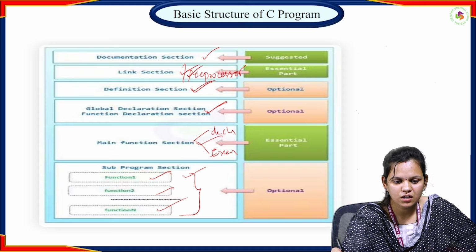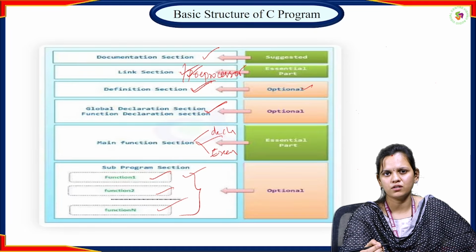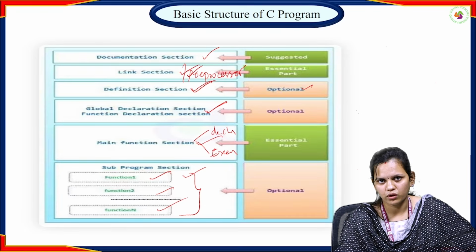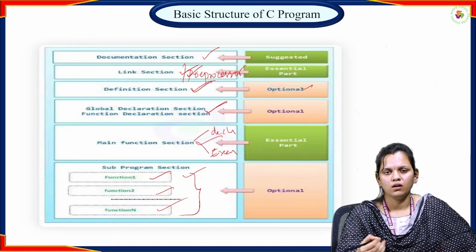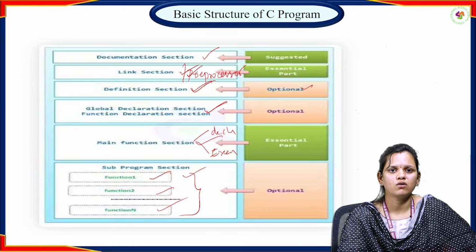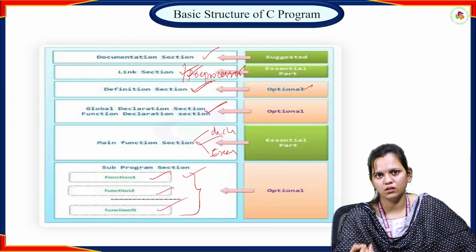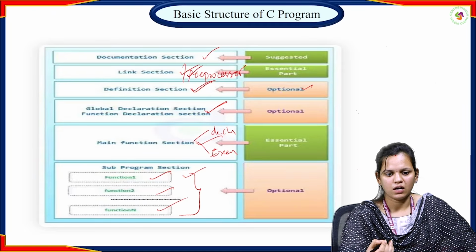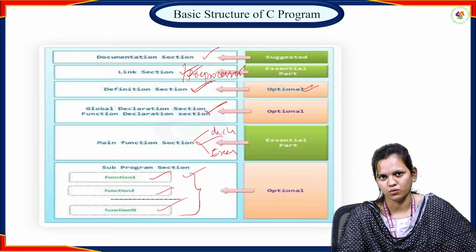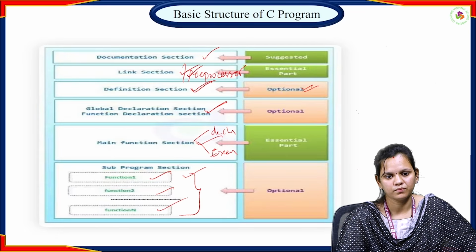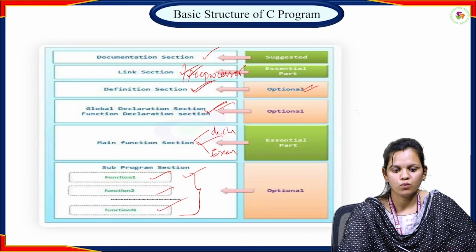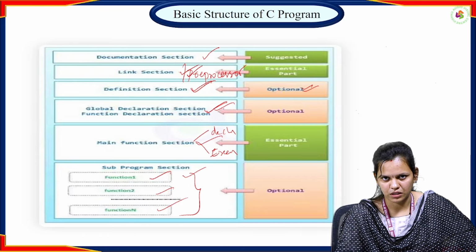Okay, the next comes the definition section. This is optional according to the program. If I want to declare any constant, if a constant is used in a program, I have to write the definition section, right? That is optional, and you can also declare a constant inside the main function using the const keyword. Okay, and then coming to the global declaration section, that is also an optional one.